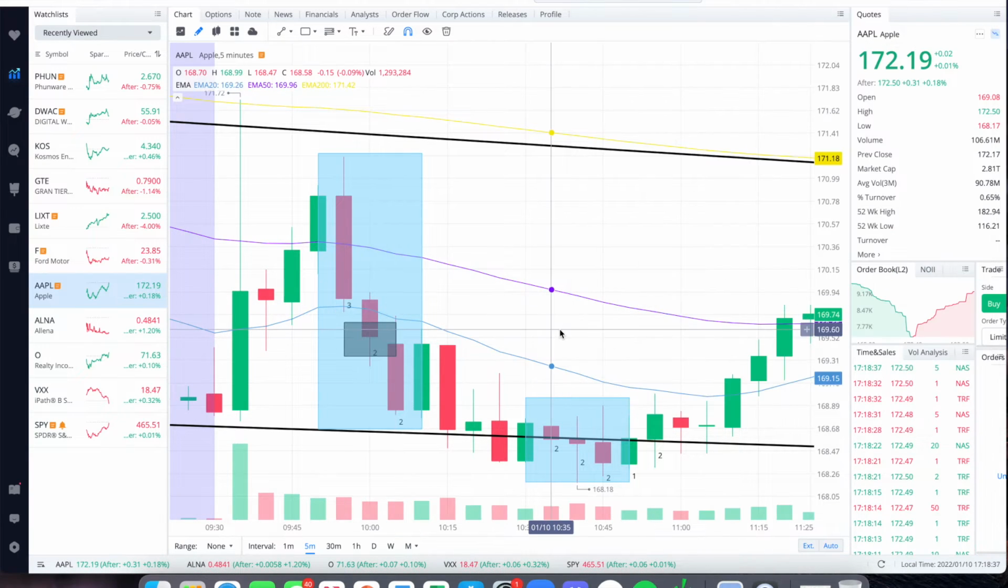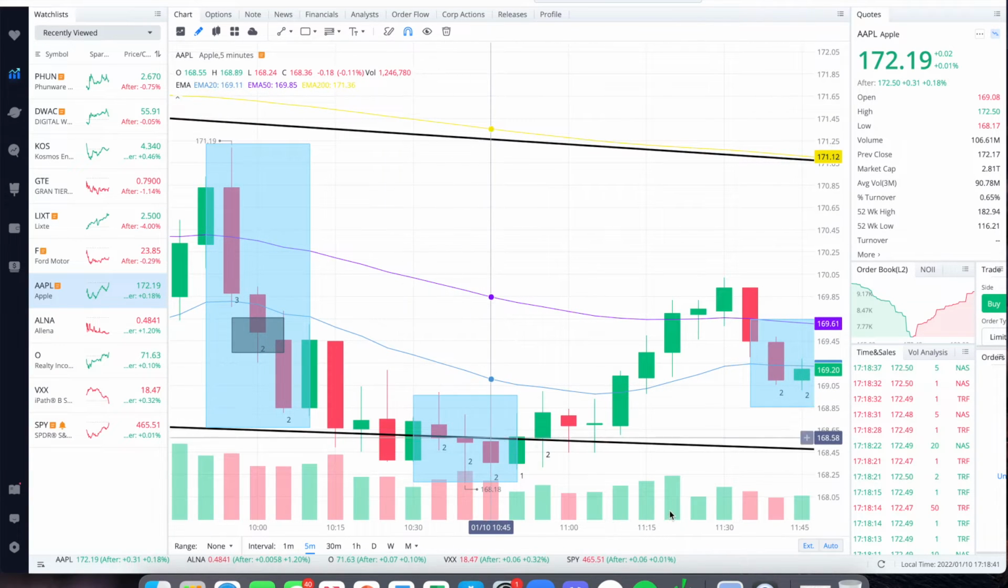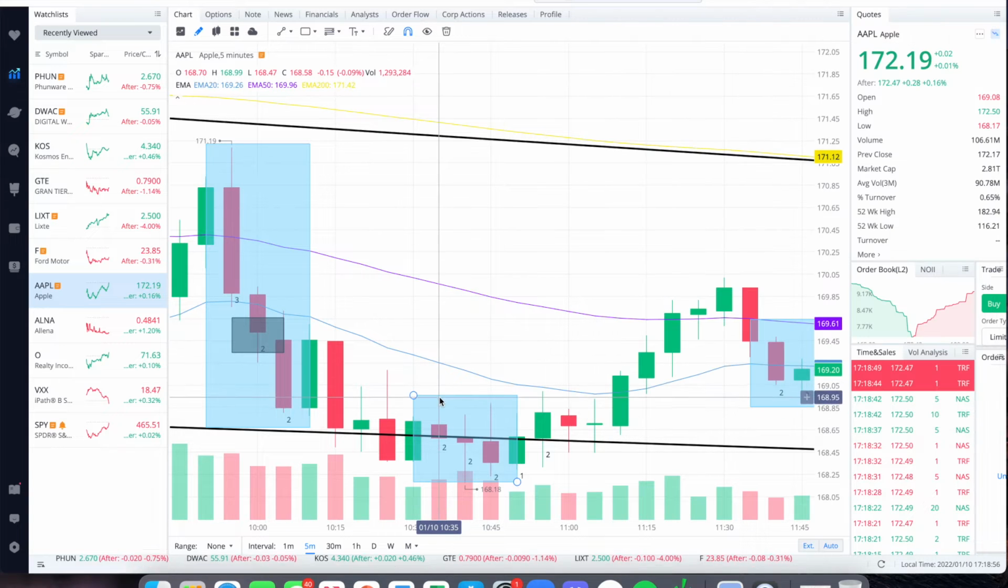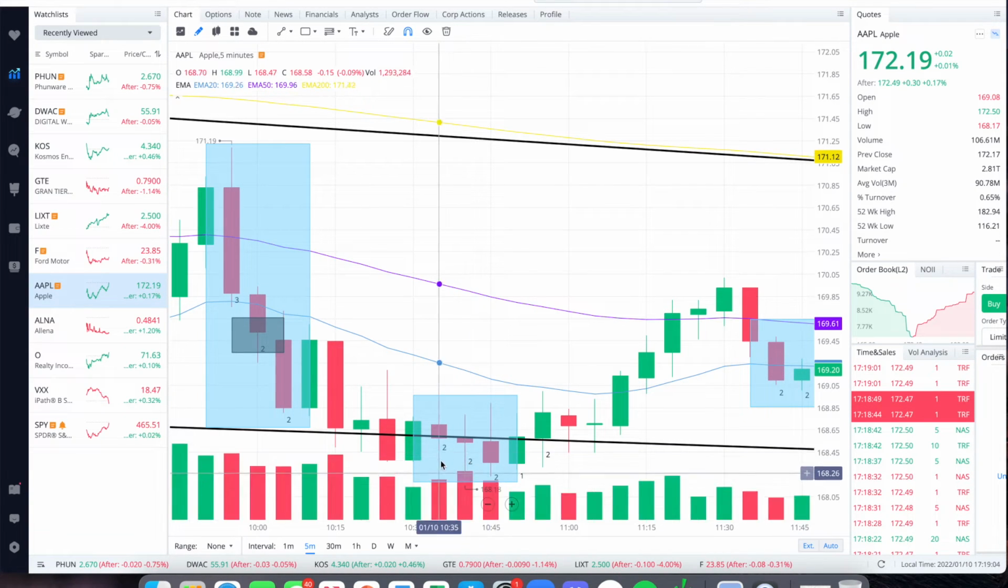And then over here is where I got out, the 222, because, pull that picture back up, 222 continuation bearish, as you can see here, is what this looks like: three red candles going down. However, remember the wicks are very important here. So this is a 2 because the wick broke the high of the previous candle. This is a 2 going down because it broke the low of the previous candle.